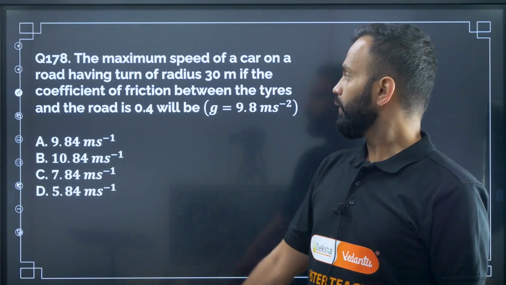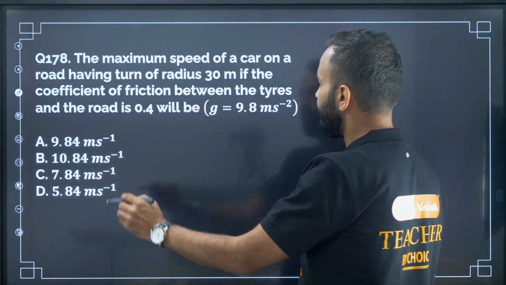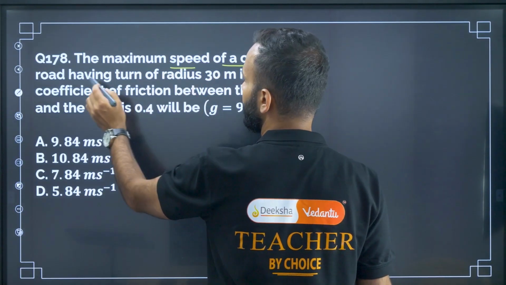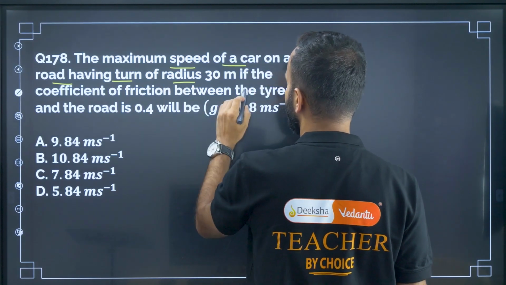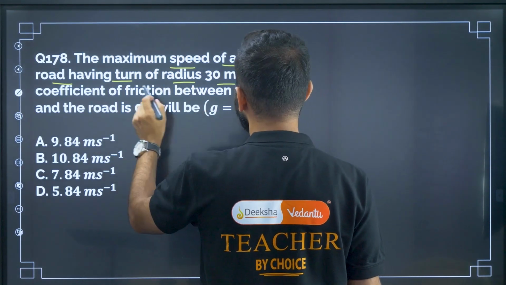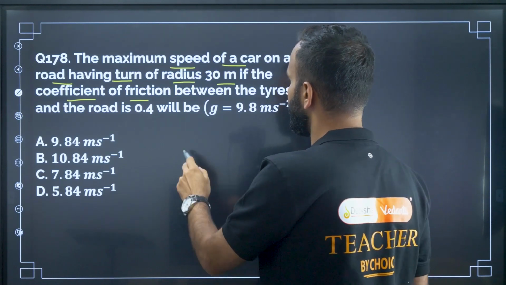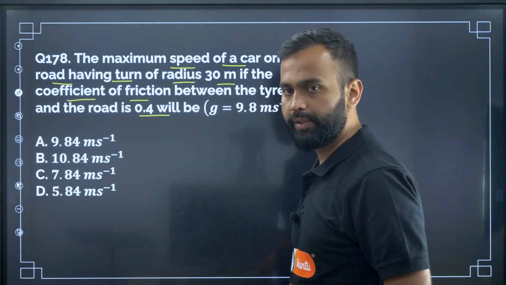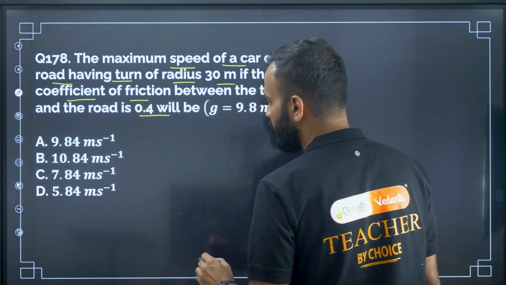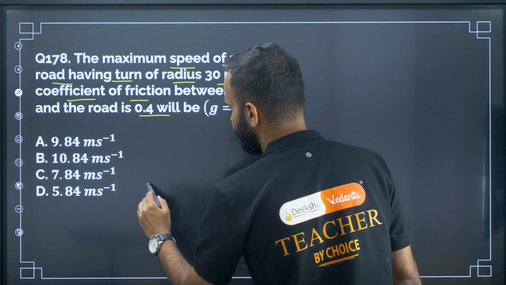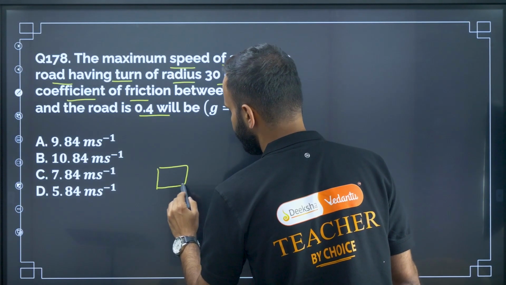Okay, question number 178. The maximum speed of a car on a road having a turn of radius 30 meter, if the coefficient of friction between the tires and the road is 0.4, will be. Okay, so here this is the car.